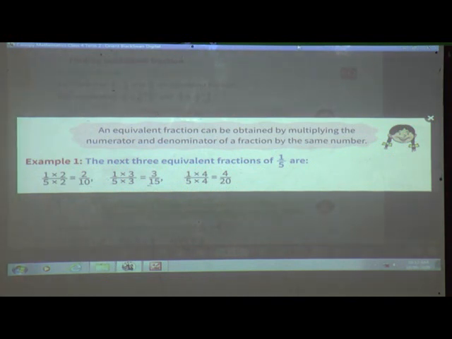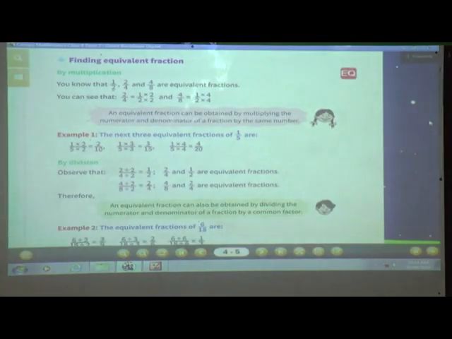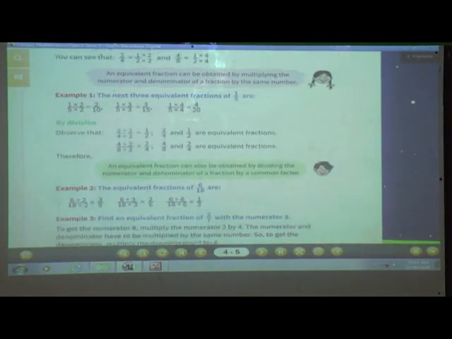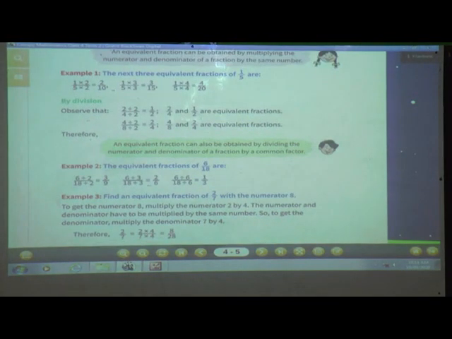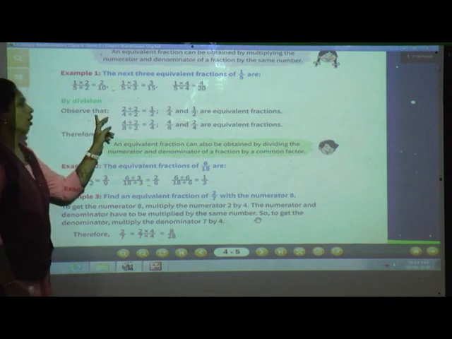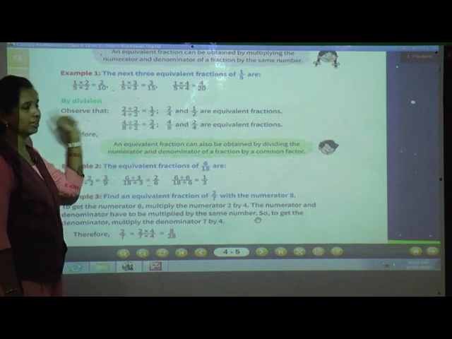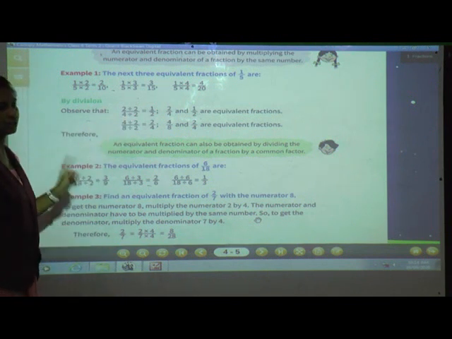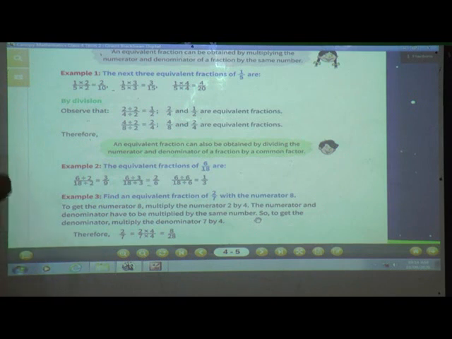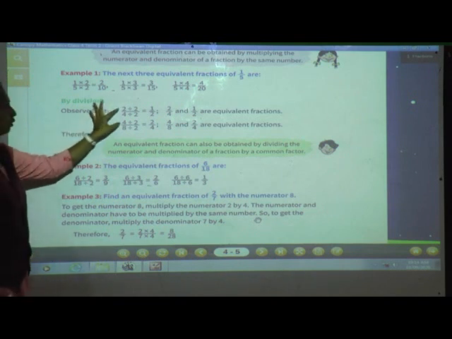Now we will move to the next. We have seen it by multiplication. Now we will see it by division. Now we need to observe this. Observe that 2 by 4. So we know the equivalent fractions 1 by 2, 2 by 4, 4 by 8. From that, 2 by 4.